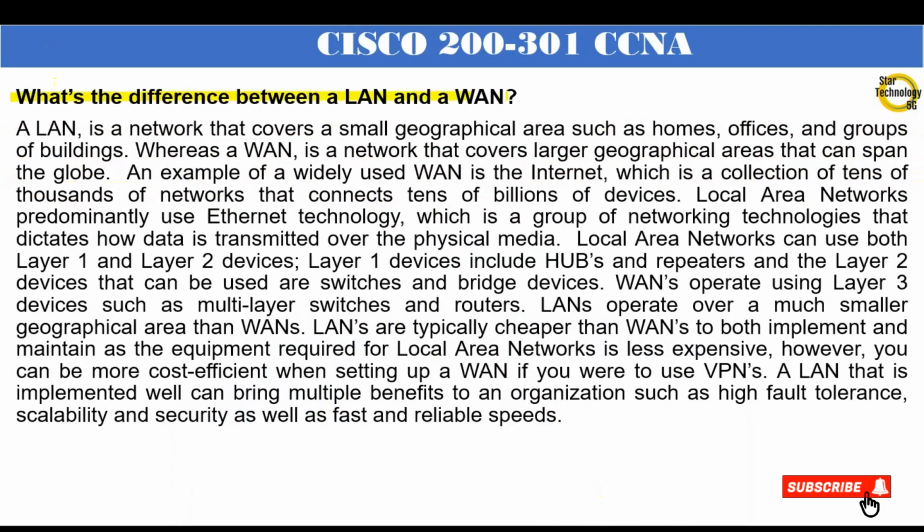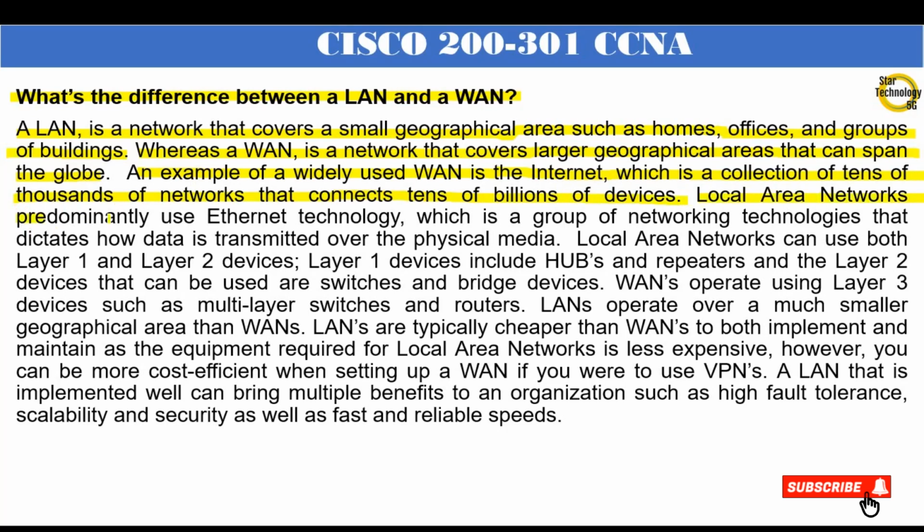What's the difference between a LAN and a WAN? A LAN is a network that covers a small geographical area such as homes, offices, and groups of buildings. Whereas a WAN is a network that covers larger geographical areas that can span the globe. An example of a widely used WAN is the Internet, which is a collection of tens of thousands of networks that connects tens of billions of devices.